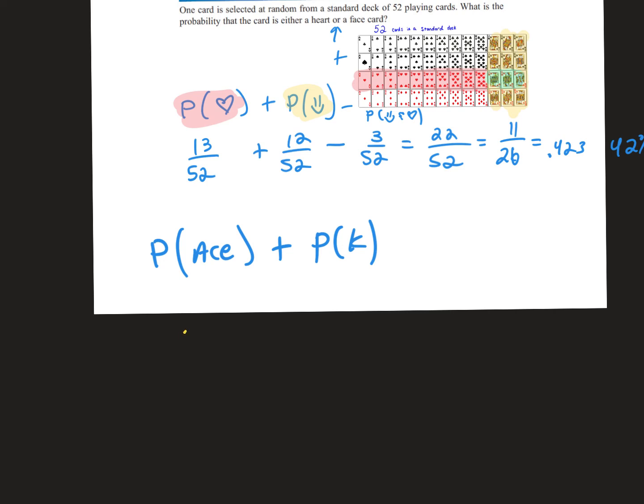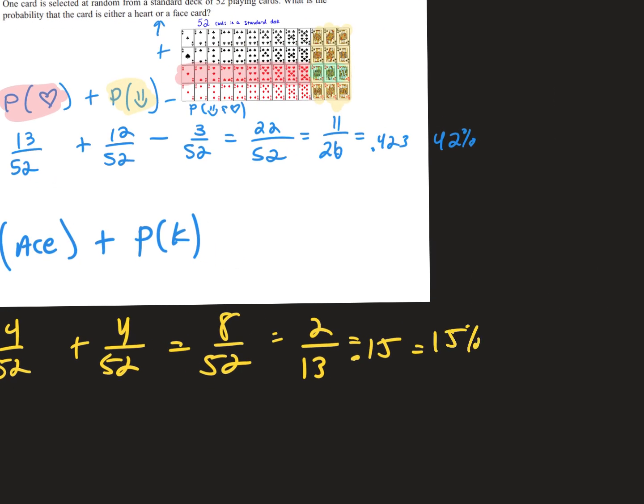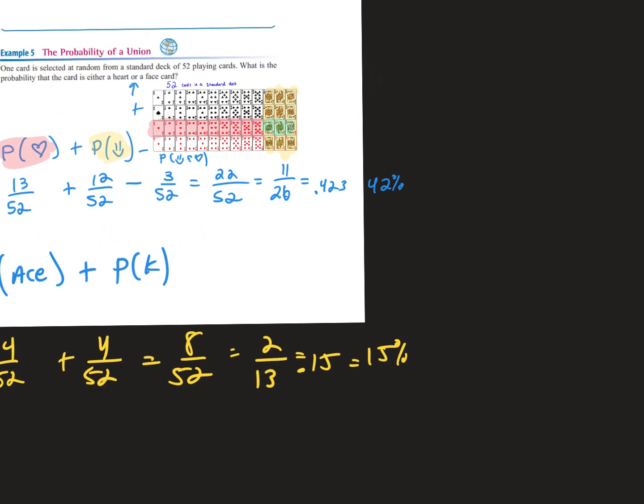So this would be 4 out of 52 are aces, right? Plus 4 out of 52 are kings. So it's a total of 8 out of 52. Can we simplify that? 8 divided by 4 is 2. 52 divided by 4 is 13, right? So 2 divided by 13, if they ask for a decimal, would be 0.15, which would also be 15%, right? Agreed? Okay, you guys are good.